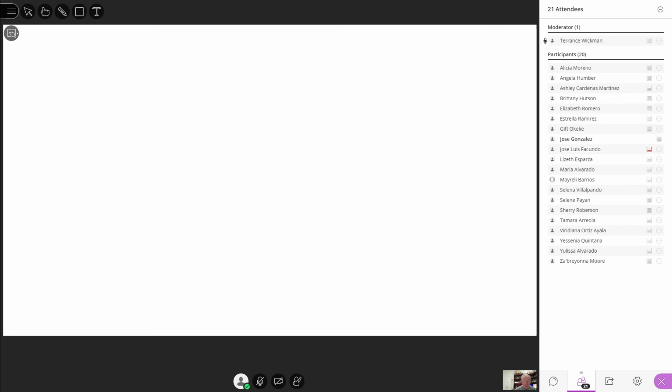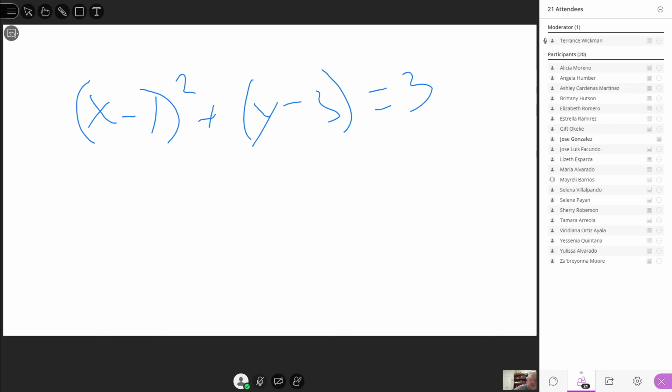So the problem that you have before you is (x minus 1) squared plus (y minus 3) squared equals 36. This is problem number 20. So in a problem like this, the mathematical equation is clearly a circle.